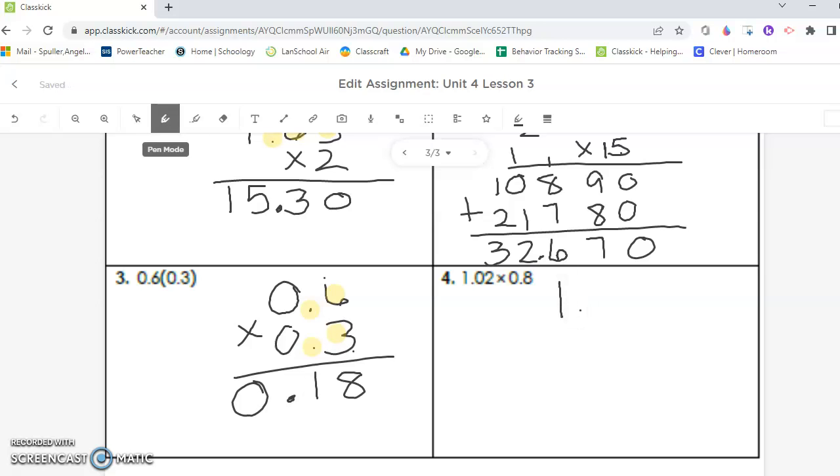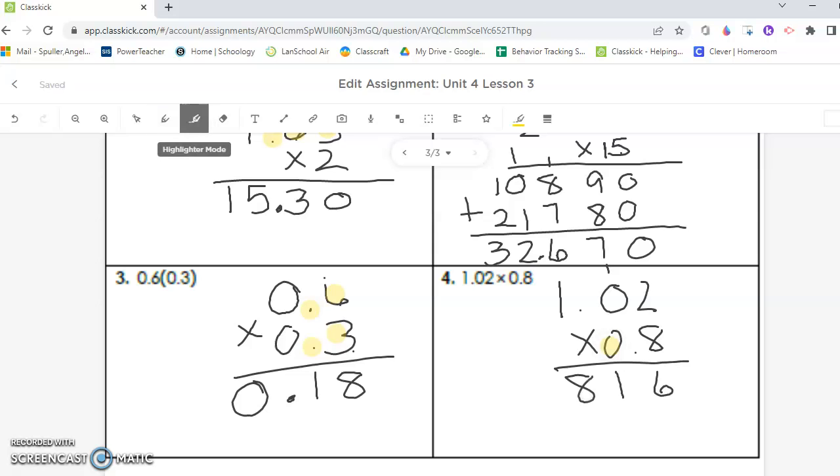All right, last one, 1.02 times 0.8. 8 times 2 is 16, carry the 1. 8 times 0 is 0, plus 1 is 1. 8 times 1 is 8. Now, everything else in the next place is 0, so we don't have to worry about it. Here are my decimals. 1, 2, 3. So, decimal goes here. Make sure that the numbers are behind the decimal, not in front of it. So it said 3 numbers behind, so we have 3 numbers behind.